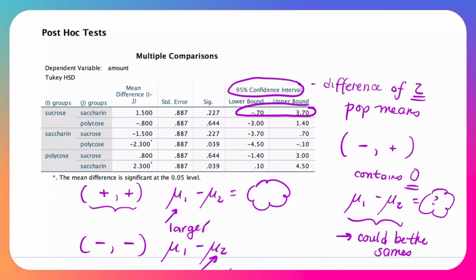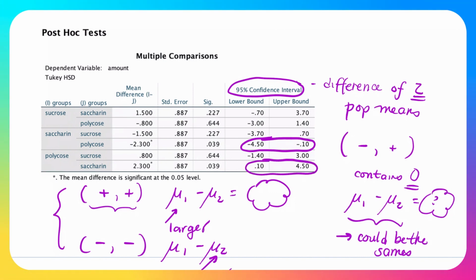So if I look at this post-hoc analysis here, what I'm looking for are the intervals that have the same signs. So, oh, here's one. And do I see any other one? Here's one. And what are they? That's for saccharin and polykos. Saccharin and polykos. So the means of saccharin and polykos are significantly different. How did I know that? Their confidence interval had the same sign.